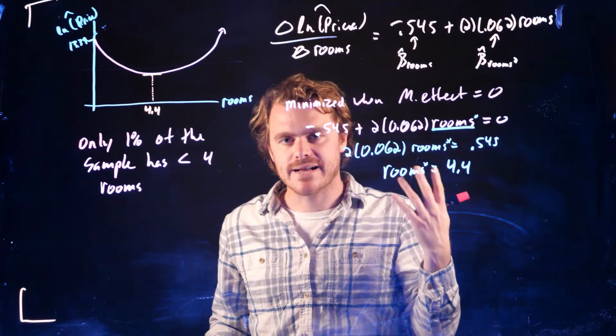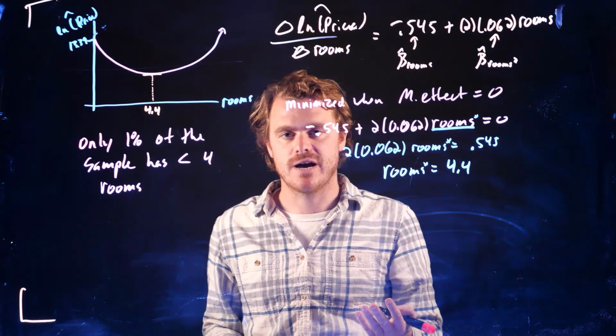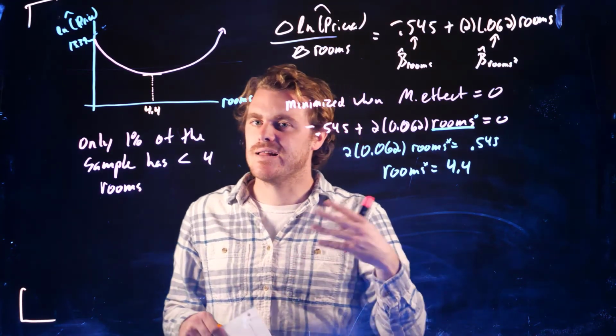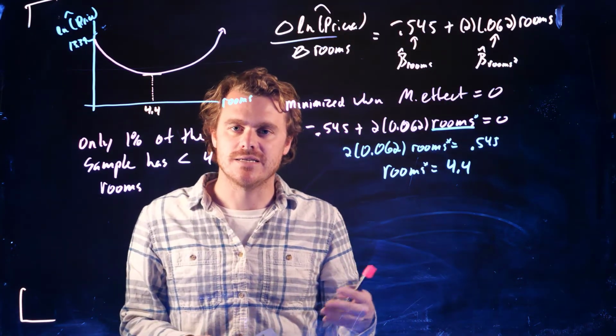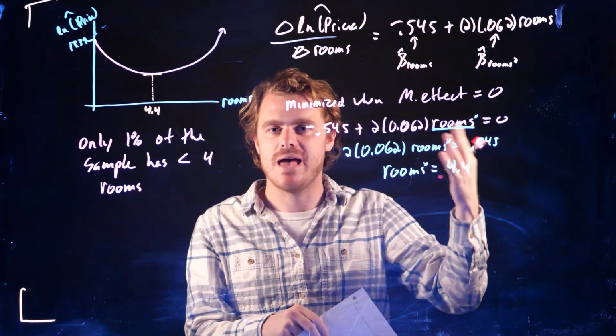Okay, so hopefully this actual example helps you understand what we're trying to do with quadratics. We can get increasing returns, decreasing returns. It just allows us to put some nonlinearities into the regression, and have the marginal effects depend on the level.